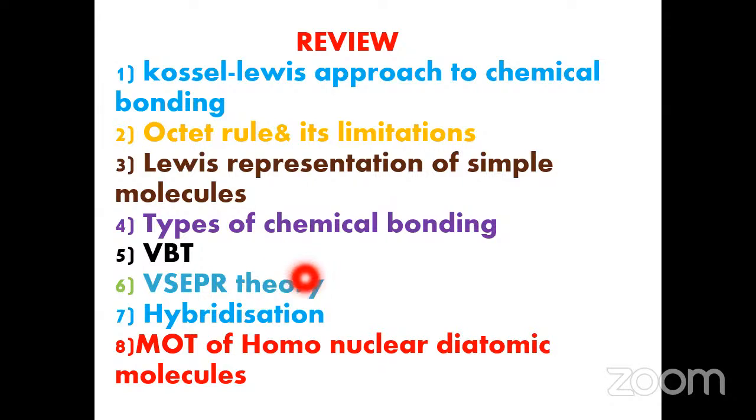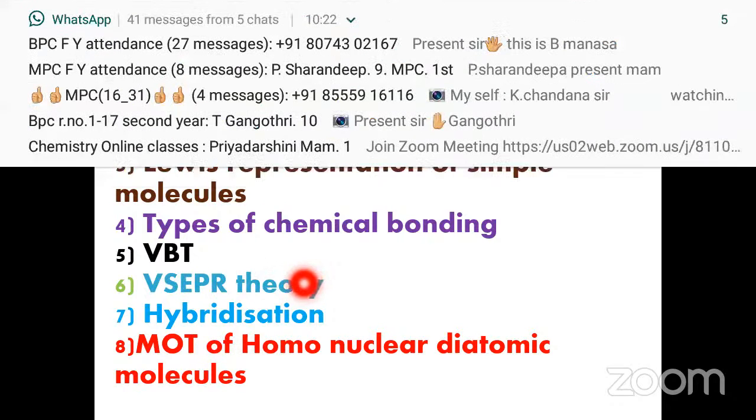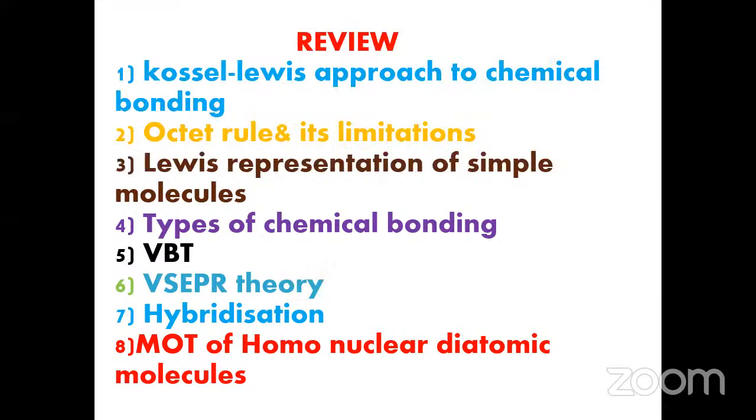Next, we discussed the VSEPR theory. VSEPR is nothing but valence shell electron pair repulsion theory. Don't call it Vesper, because there is no such spelling as Vesper. It is VSEPR, that means valence shell electron pair repulsion theory. In this topic, we discussed the postulates of VSEPR theory and I gave the related tables.